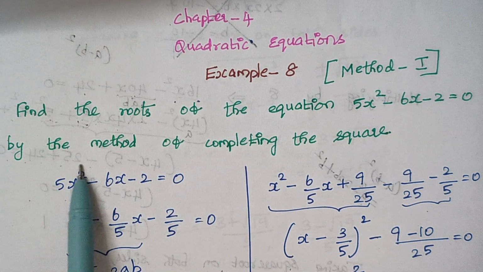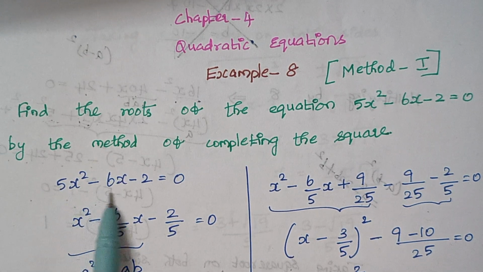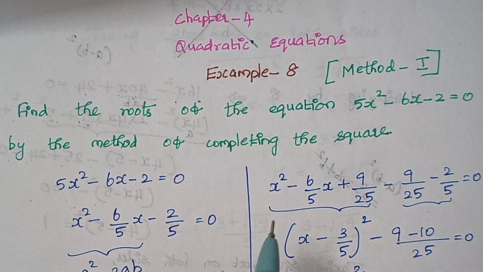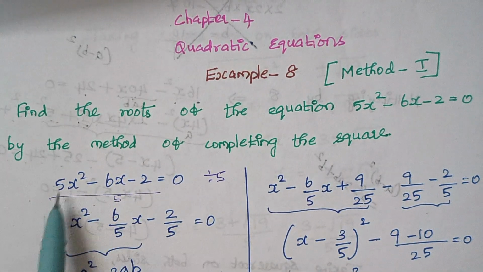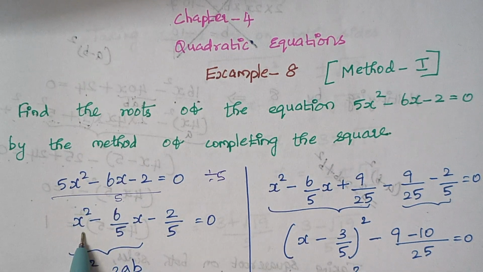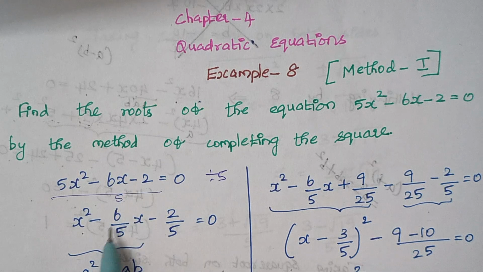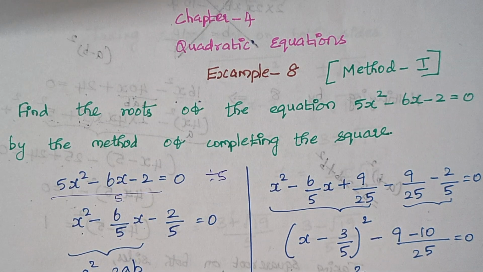So what is the coefficient of x square? Here we have 5. Therefore, we are dividing this entire equation by 5. When you divide this entire equation by 5, what happens? 5x square by 5, 5 will get cancelled. Here we will be having x square, and here minus 6 by 5x and here minus 2 by 5 equal to 0.